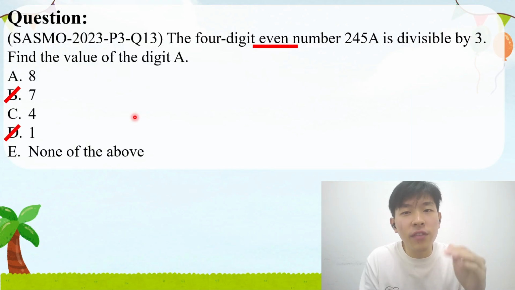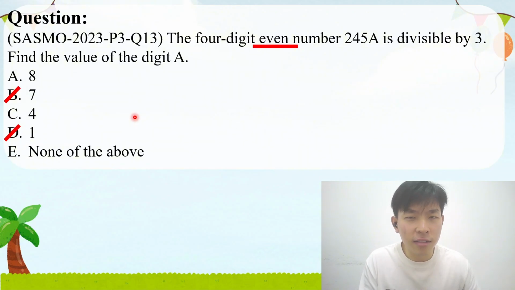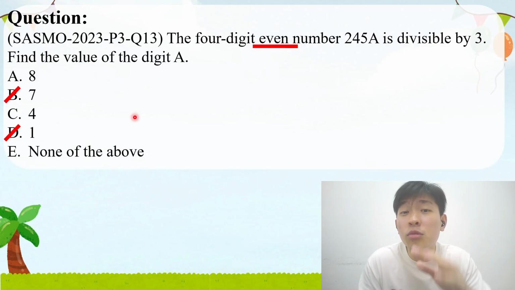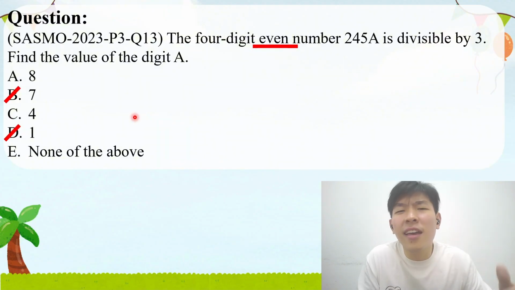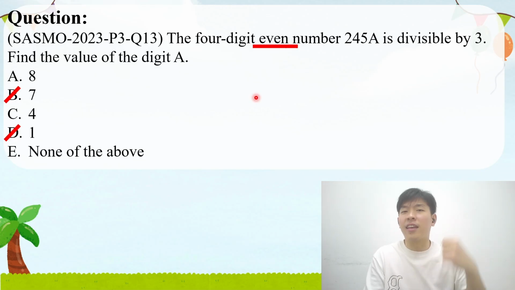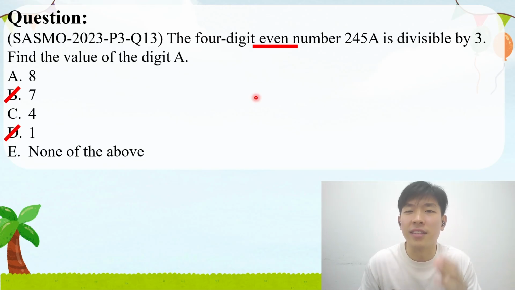Now we are only left with 8 and 1, which means that all we need to do is just to check 2458 and 2454, whether they are divisible by 3 or not. But then, this is a four-digit number, and if you want to check whether it is divisible by 3, you're going to need to do long division, and it's going to take some time. Now, is there a faster way? Of course there is. Today, we're going to learn about divisibility test.